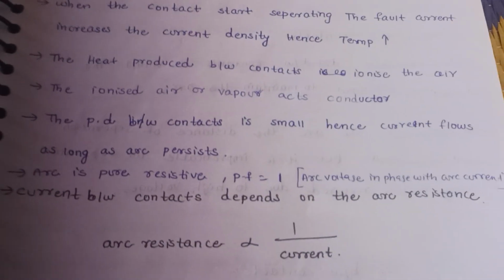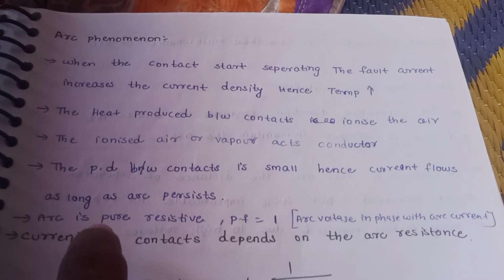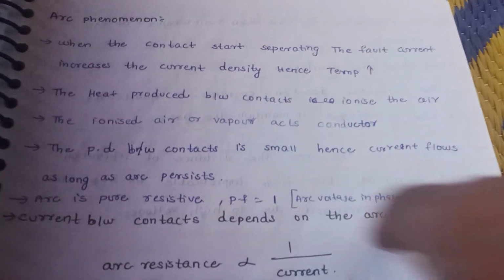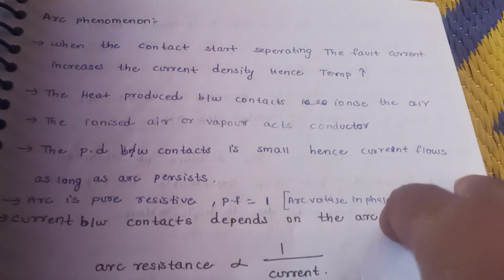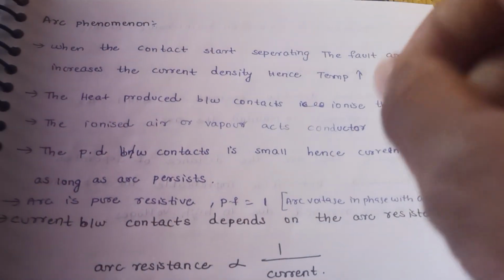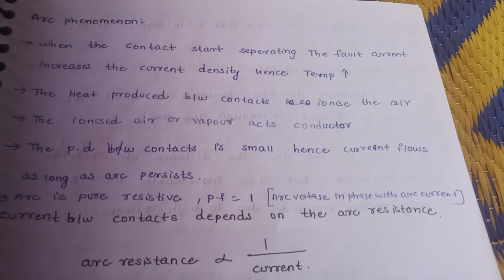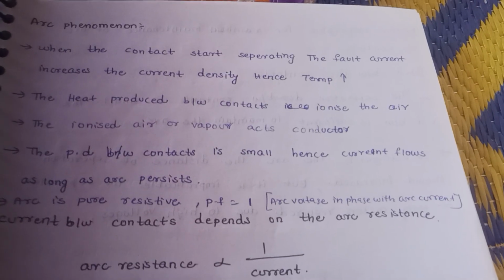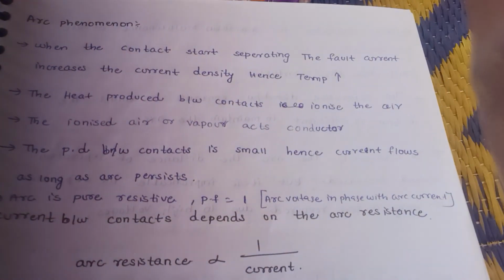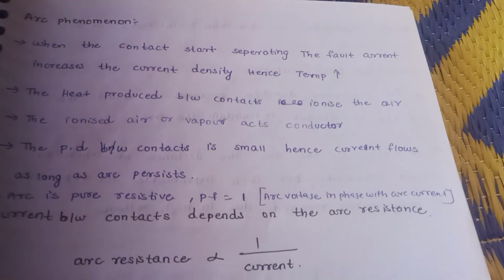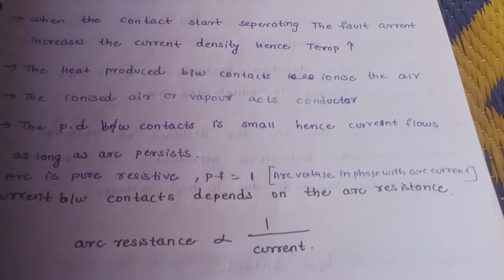Here we are going to discuss arc phenomena. Arc phenomena is nothing but when the contacts in a circuit breaker are separating, an arc exists between the contacts. This is known as arc phenomena.